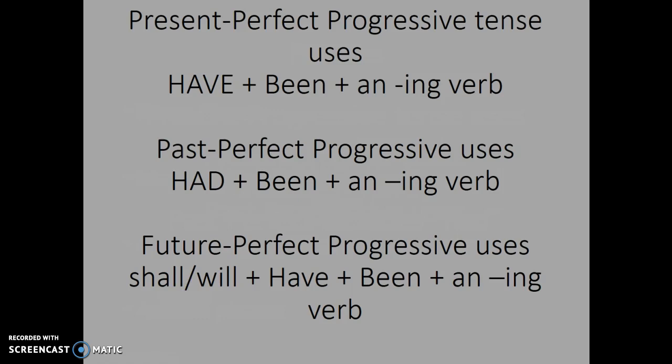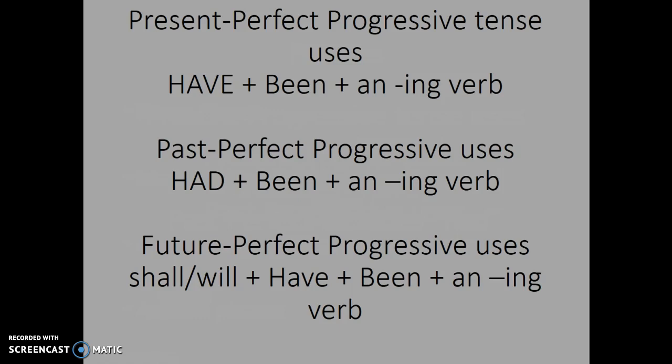We're not done with all those forms yet. We have to combine them together. This is the perfect progressive form. Present perfect progressive, say that real fast 3 times, uses the helper have, so it's got the helper have plus been with the ing verb. The past progressive uses had plus been with the ing verb form.